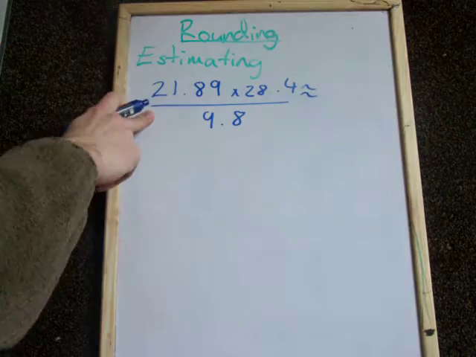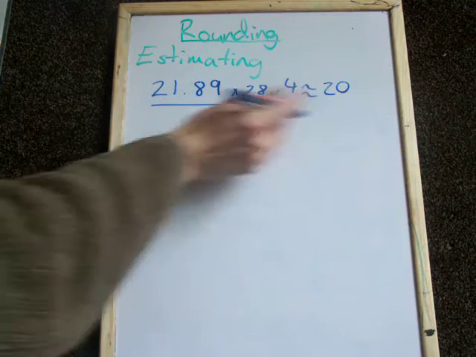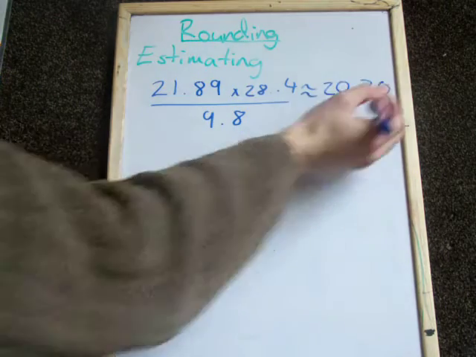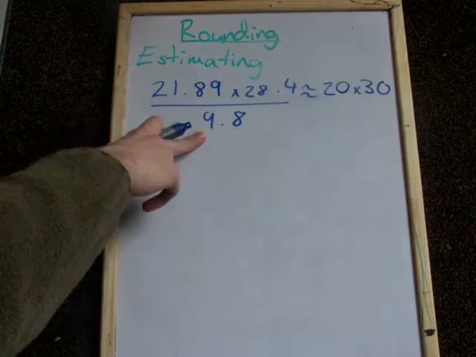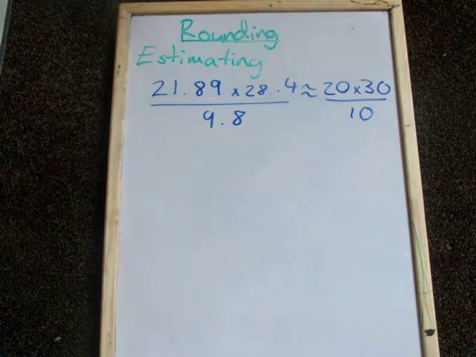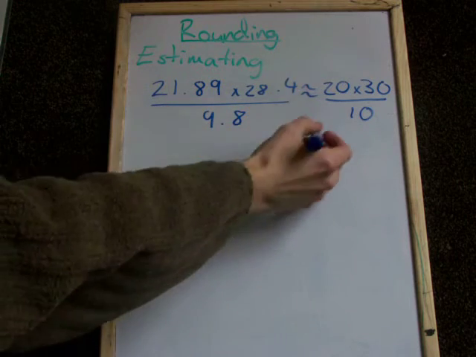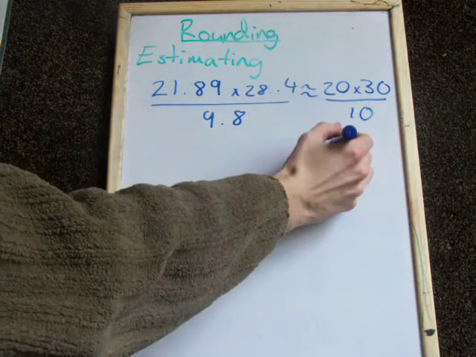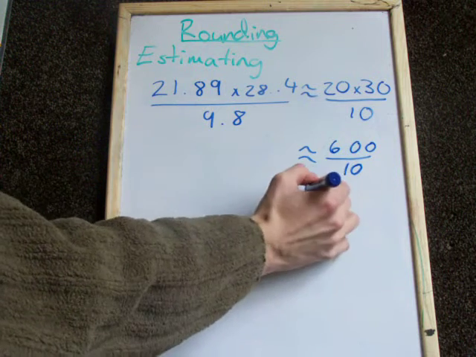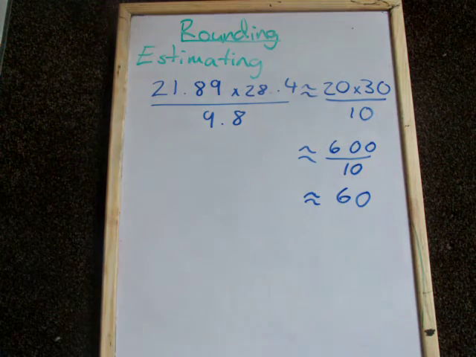In this case, this would be approximately equal to, well, your 21.89 is going to be 20, and your 28.4 is closest to the simple number 30, and that's going to be divided by not 9.8, but in this case divided by 10. At this point we should be able to do this one in our heads. So this is going to be equal to 20 times 30 is 600, divided by 10, and that's going to equal 60. That's an estimated answer.